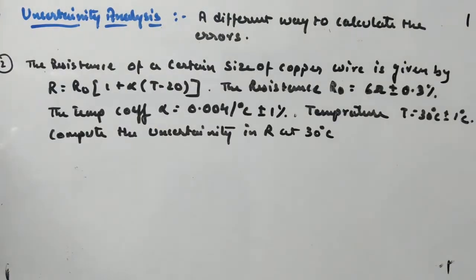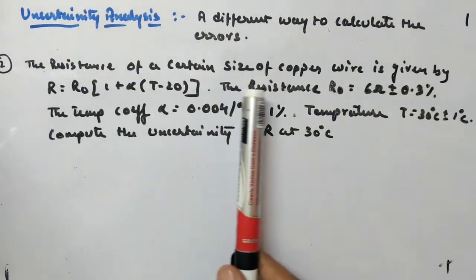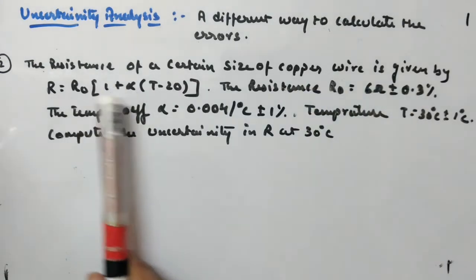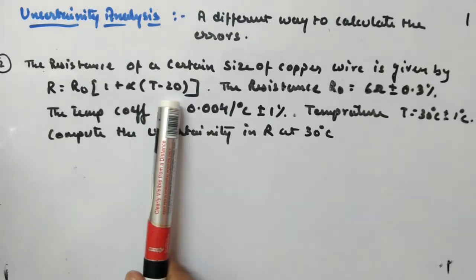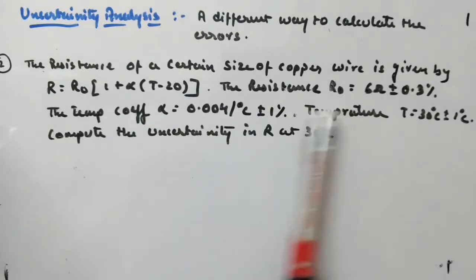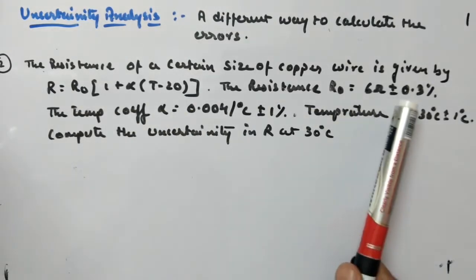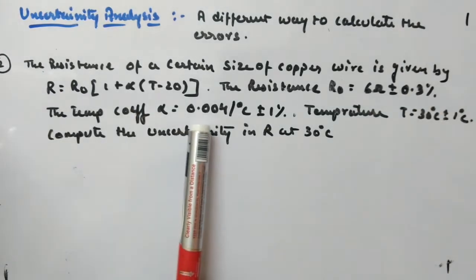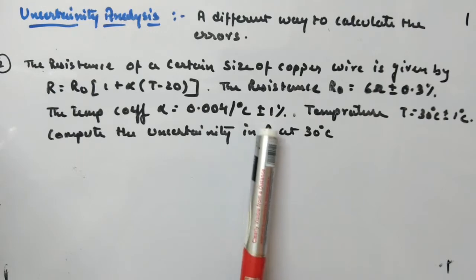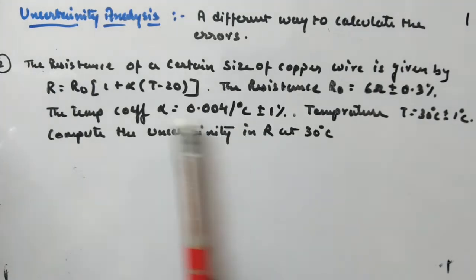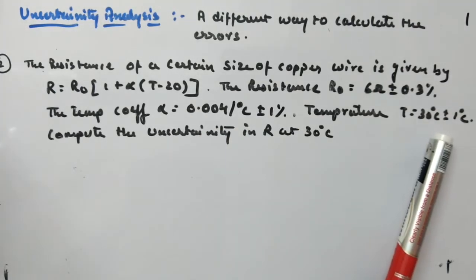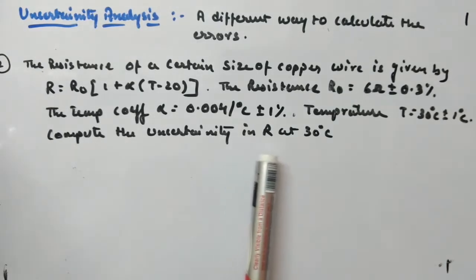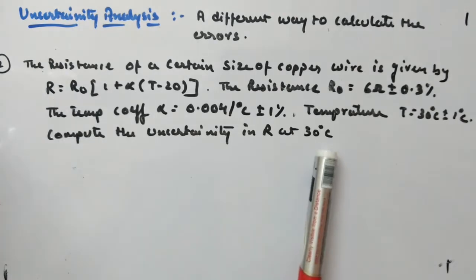Okay, next question. So it is given that the resistance of a certain size of copper wire is given by R is equal to R0 whole bracket 1 plus alpha, capital T minus 20. The resistance R0 is 6 ohm plus minus 0.3%. The temperature coefficient alpha is 0.004 per degree Celsius plus minus 1%, and the temperature T is 30 degrees Celsius plus minus 1 degree Celsius. You have to compute the uncertainty in R at 30 degrees Celsius.